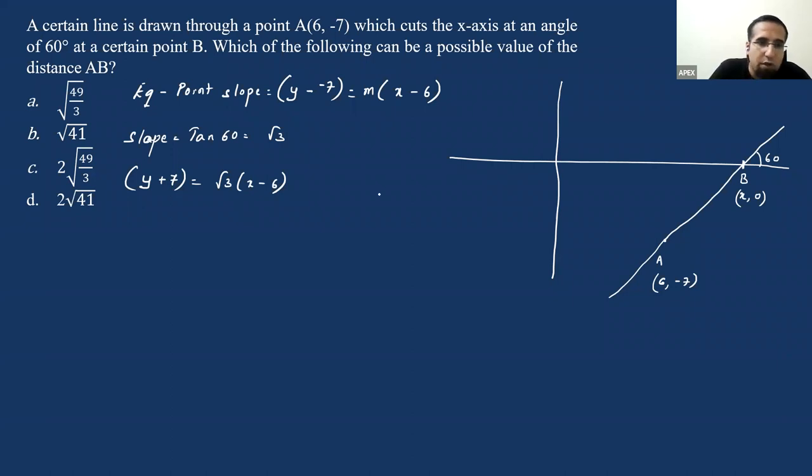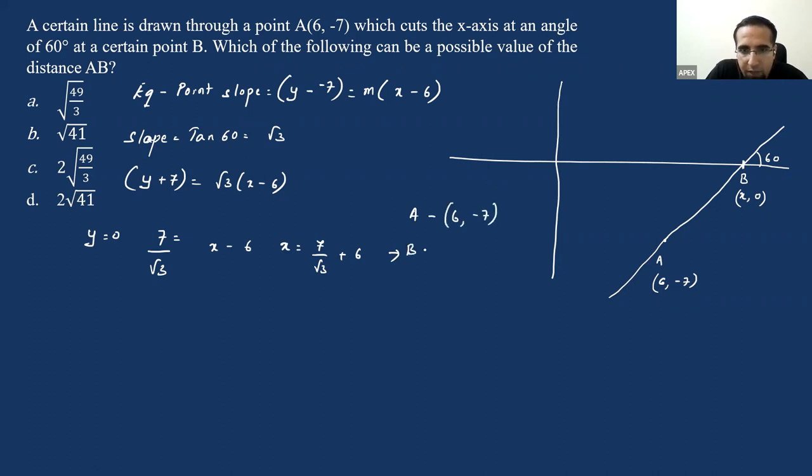If I equate y is equal to 0 here, then what do I get from here? We get 7 by root 3 is equal to x minus 6, or the value of x is equal to 7 by root 3 plus 6. Clear? So can I say from here that the point A has coordinate (6, -7), and the point B has coordinate (7 by root 3 plus 6, 0). Since I have both the points, now we are looking at the distance between them.